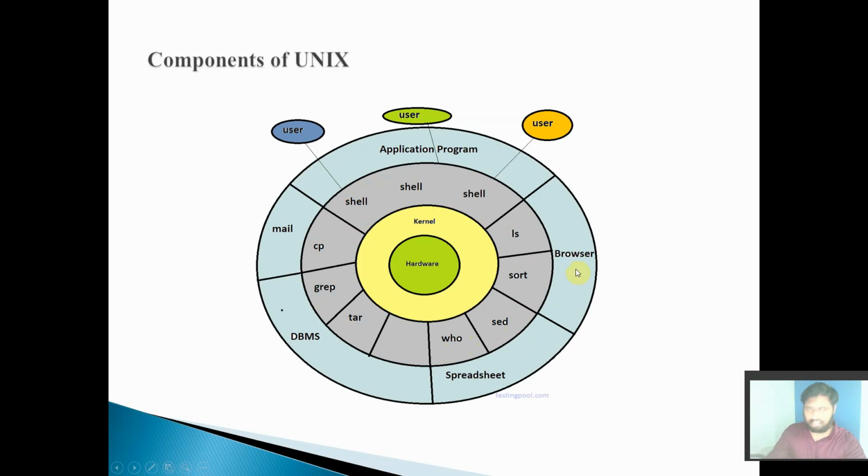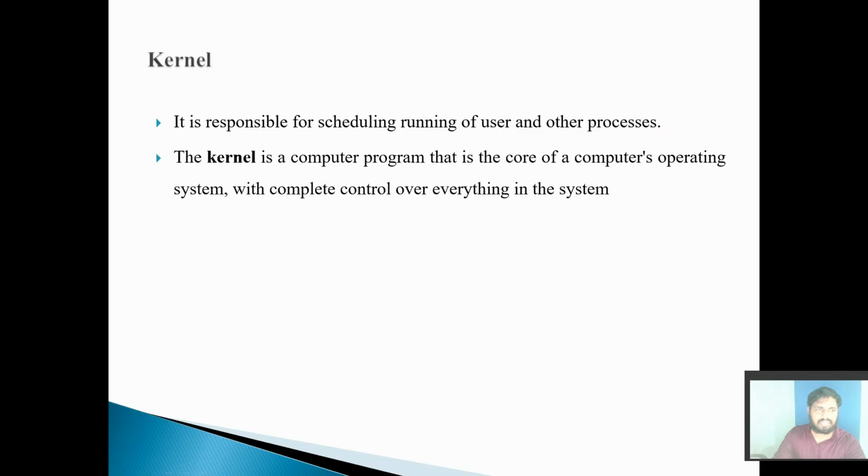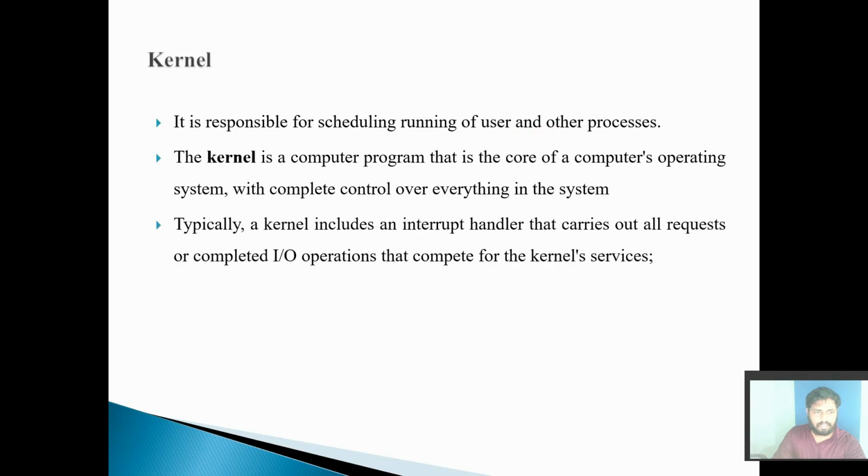Okay, so this is a diagram for the Unix operating system. Coming to the kernel, the kernel is responsible for scheduling the running of user and other processes. We already said that the kernel is the heart of the operating system, so each and every task is done by the kernel. The kernel performs scheduling for every process. Here the kernel typically includes IO operations also. So there is a main role done by the kernel.